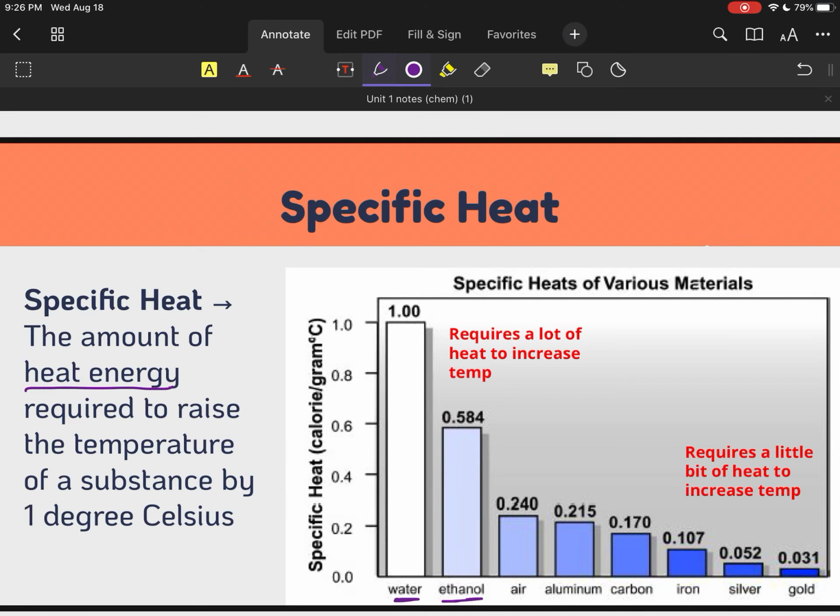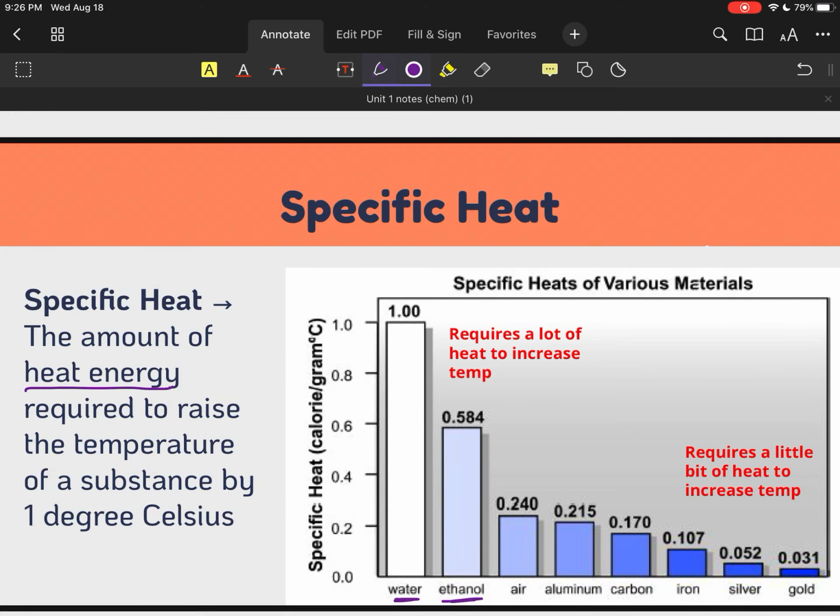So here's water, ethanol. These have a high specific heat. So what that means is it requires a lot of energy in order to increase the temperature of that substance, or increase the movement of those particles. Okay, it requires a lot of energy to get those particles moving fast. Things like gold, silver, iron, those metals, it doesn't require a whole lot of energy to get those particles moving quickly.